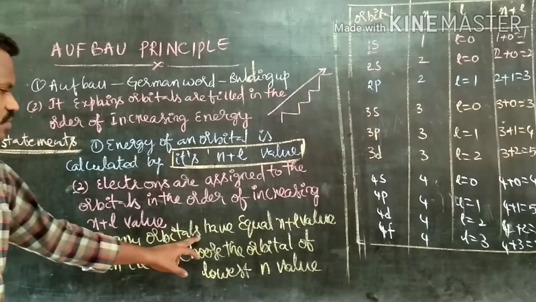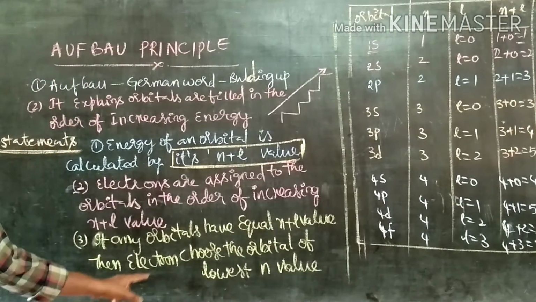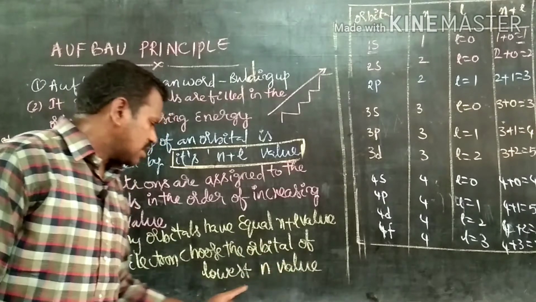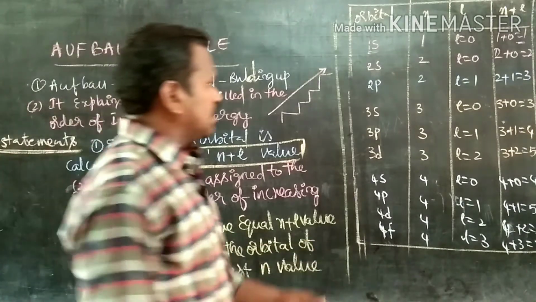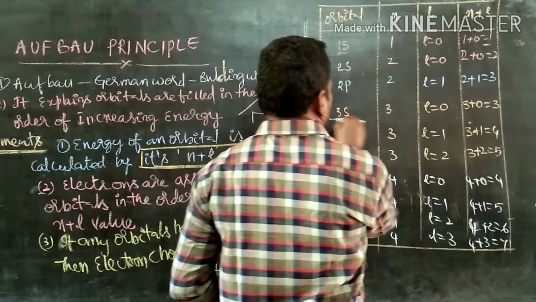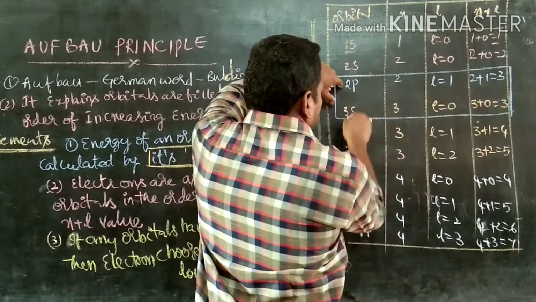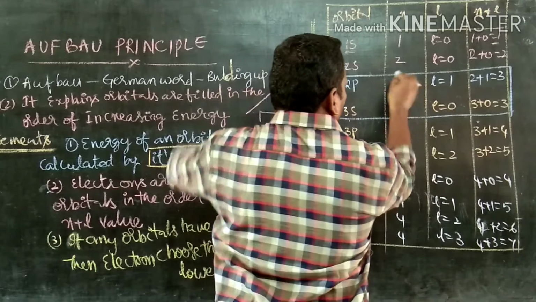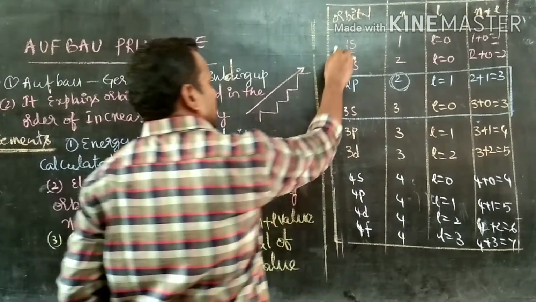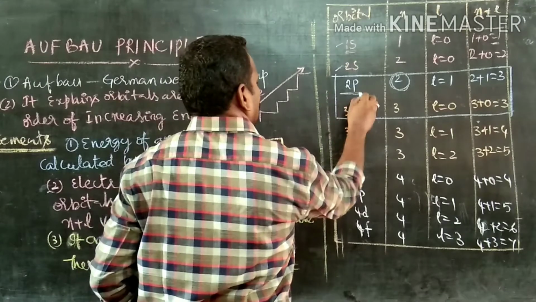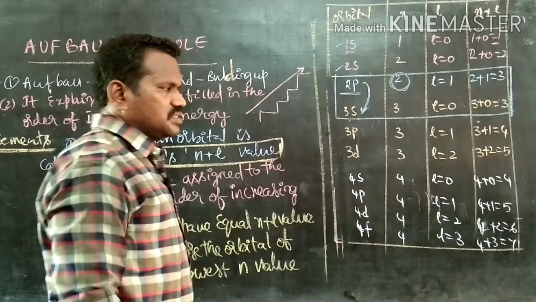If any two orbitals have equal n plus l value, then the electron chooses the orbital of lowest n value. If you observe in the case of 2p and 3s, the energy of 2p and 3s is the same, but the lowest n value is there for 2p. So after 1s, 2s, the electron enters into 2p. Then after 2p, the electron enters into 3s.